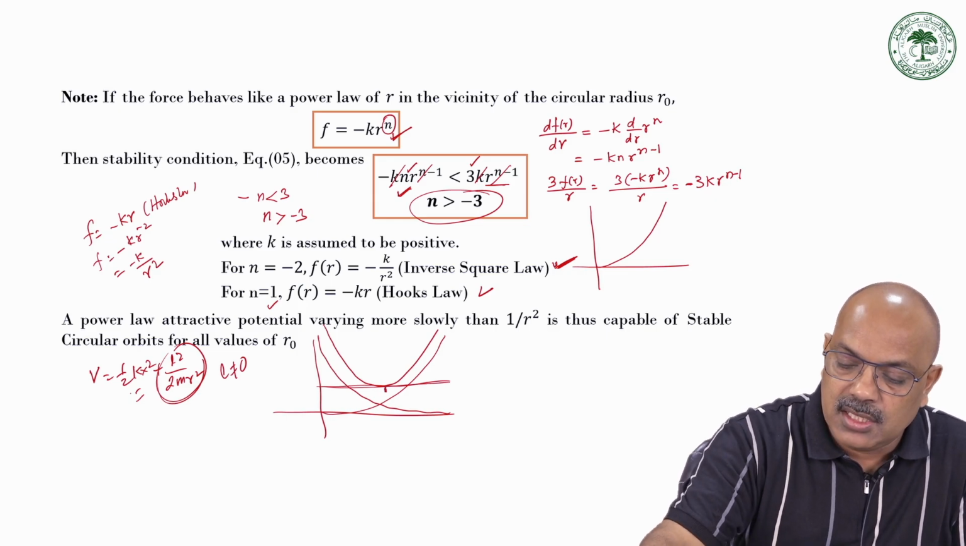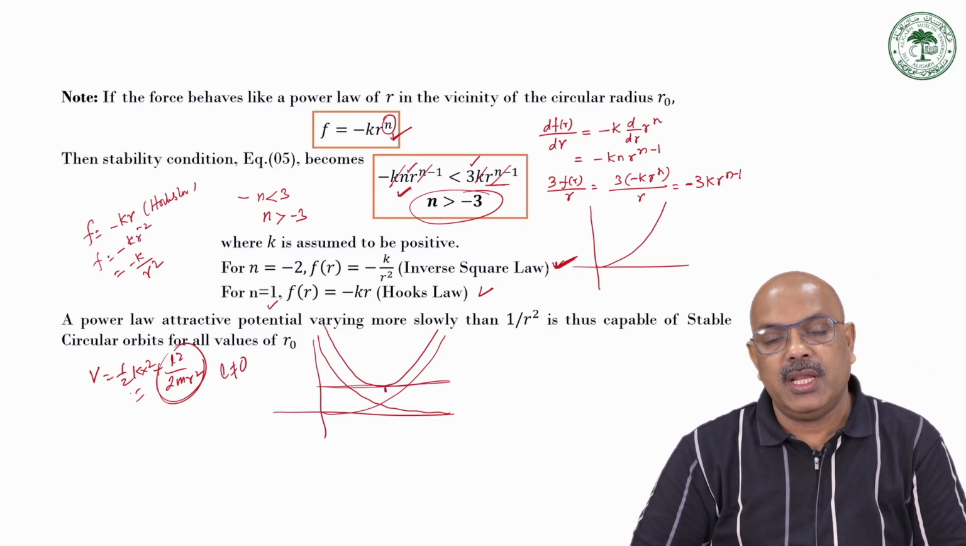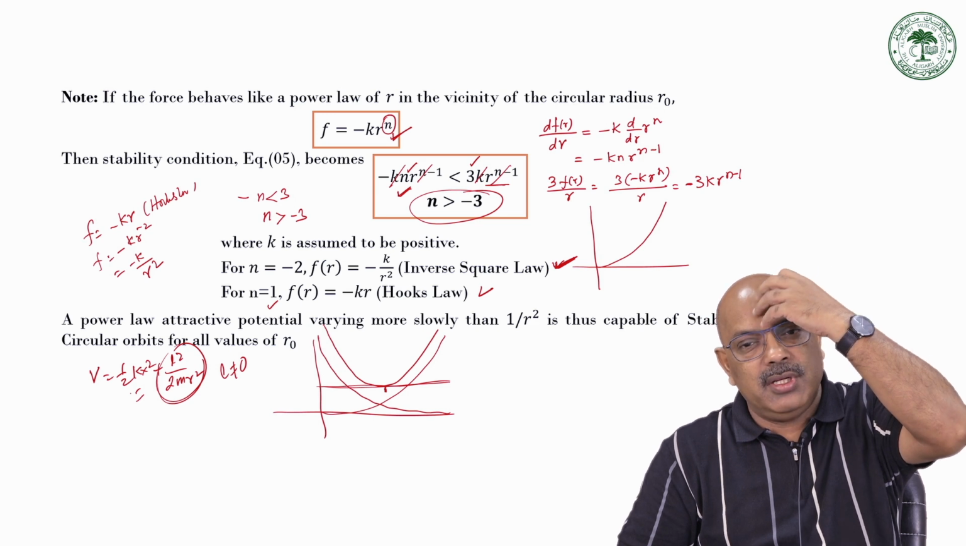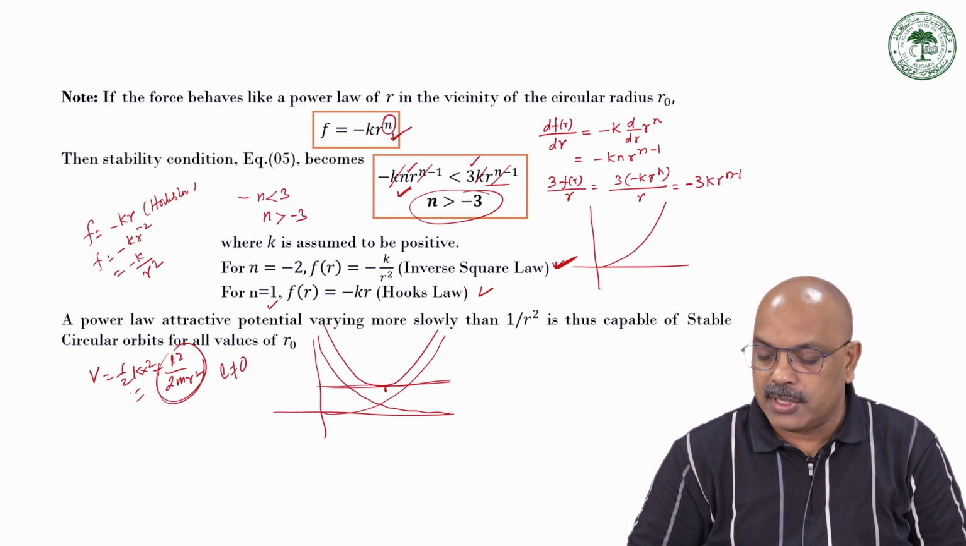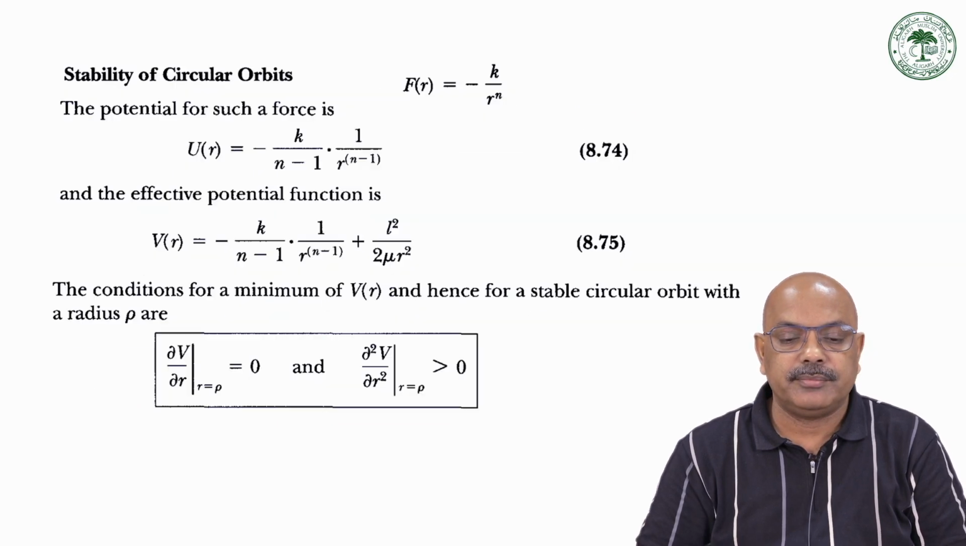In the same way, in this case, when n is greater than -3, you are going to have the circular stable orbit. Okay, this is the condition.